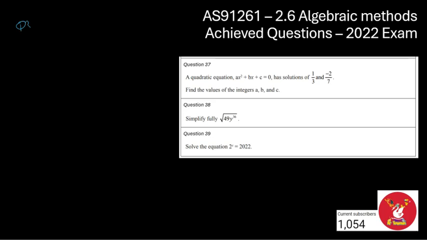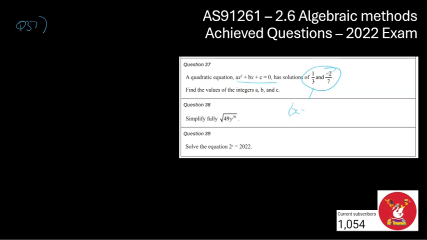Okay, I'm now on to question number 37 from the website link, and we've got a quadratic equation, ax squared plus bx plus c equals 0, and it has a solution of these two here. Find the values of a, b, and c, noting it said integers, so that means they've all got to be whole numbers.